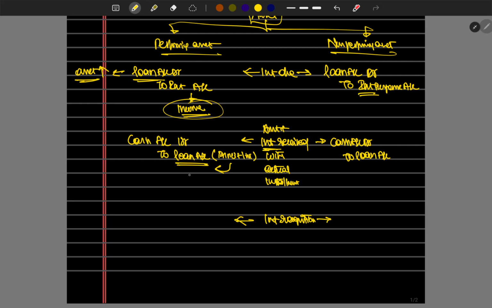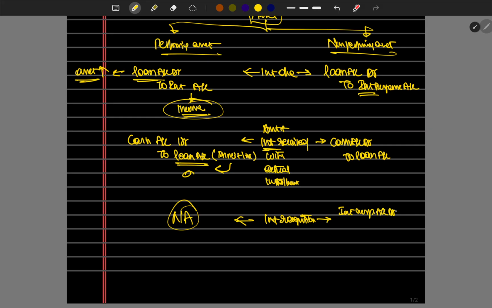We are recognizing the interest here itself, so there is no entry here; this is nil, not applicable. And then what about the non-performing assets? Non-performing assets mostly won't pay the entire money, or in some rare cases they will pay. If they pay the entire interest, then the entry will be interest suspense.